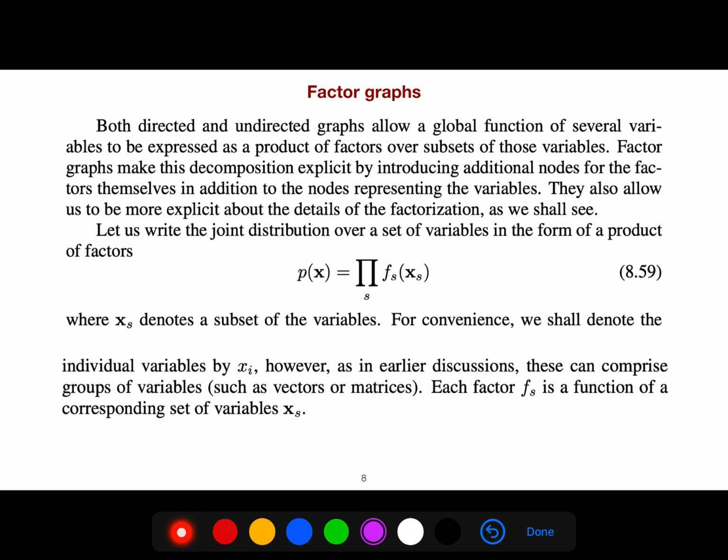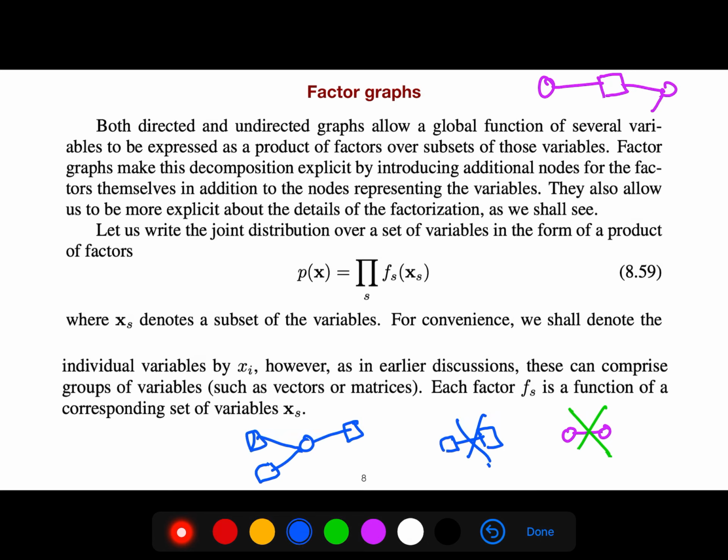So factor graphs, as I said, you have a simple node, then you have a factor, then you have a simple node. So no two simple nodes are connected to each other, so this is wrong. And no two factors are related, so this is wrong. Whenever there is a node, it should be connected to factors, and whenever there is a factor node, it should be connected to simple nodes. And so we multiply these factors to get the probability of X.